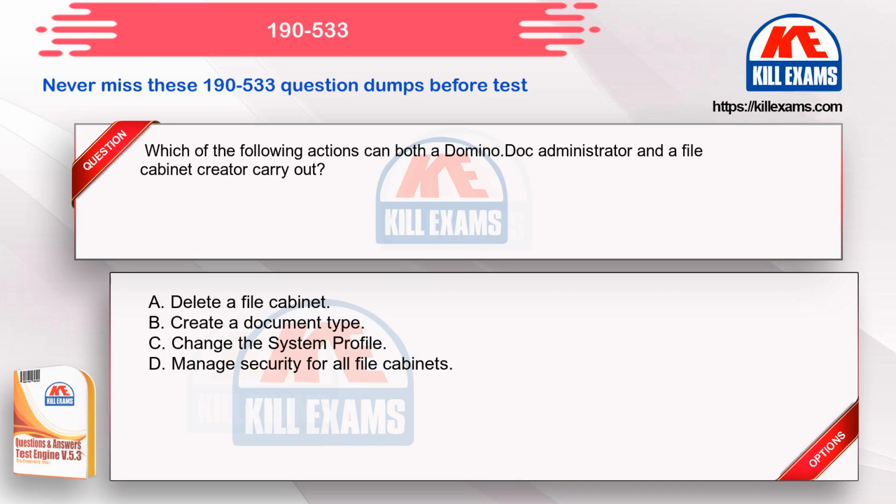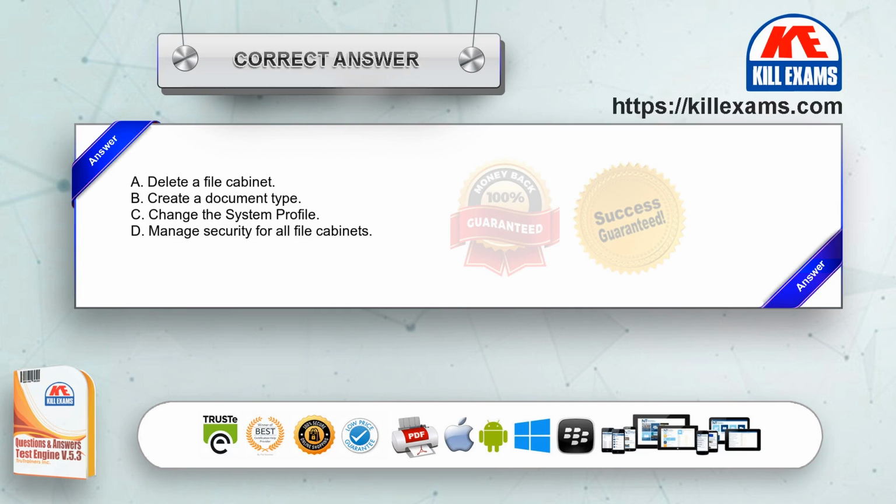Which of the following actions can both a Domino.doc administrator and a file cabinet creator carry out? Option A. Delete a file cabinet. Option B. Create a document type. Option C. Change the system profile. Option D. Manage security for all file cabinets. The correct answer is option B.